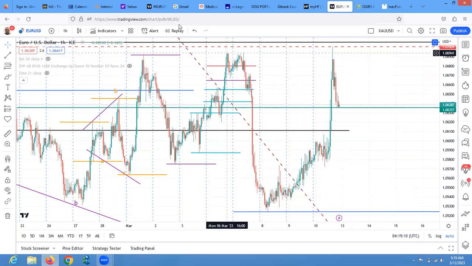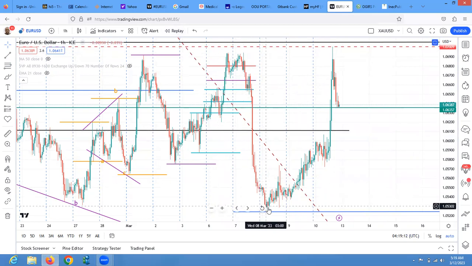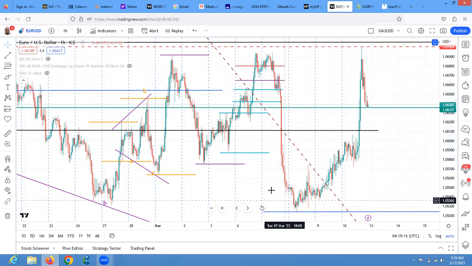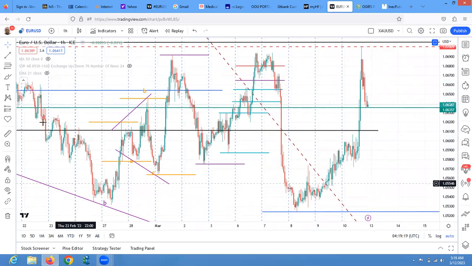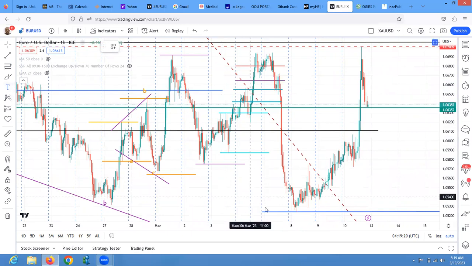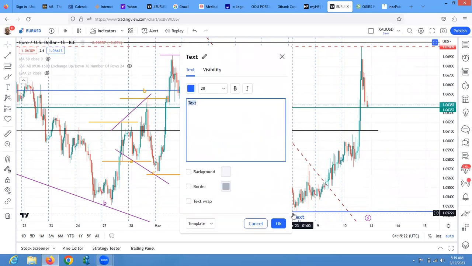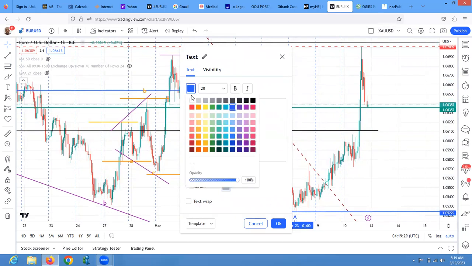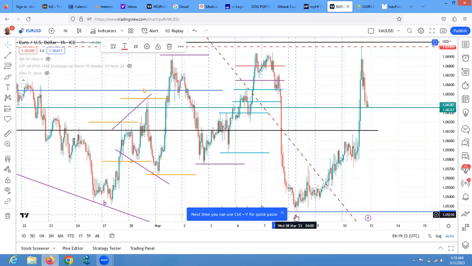The A wave correction to the downside is dead and it has finished at this point. That is what I'm saying. So it has finished for me at this point. The A wave had finished for me at that point. So that is what I'm telling us.